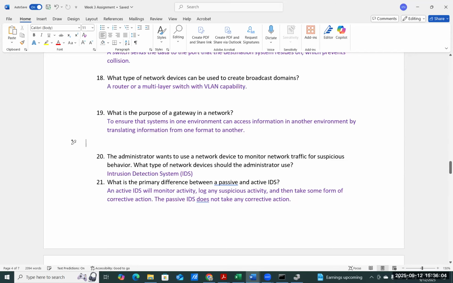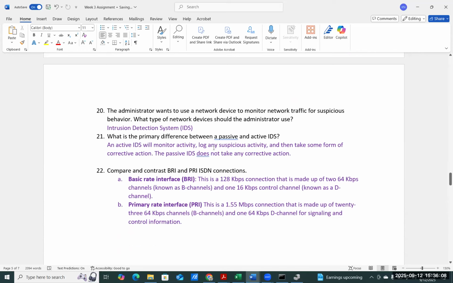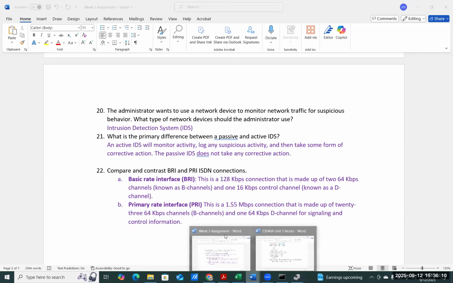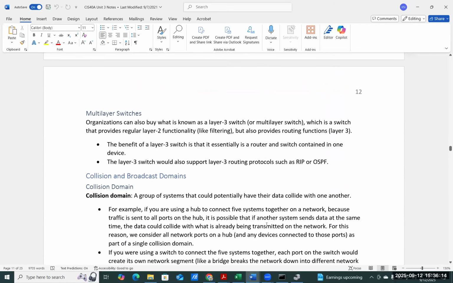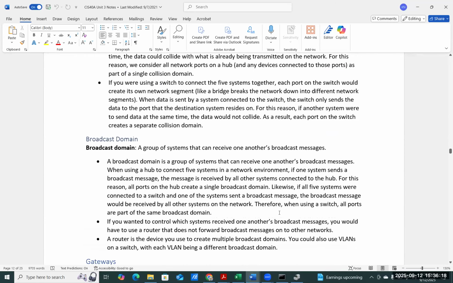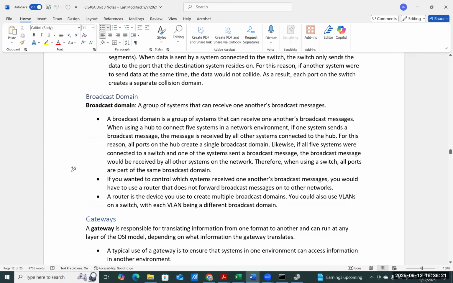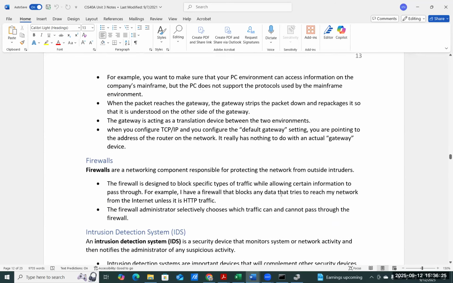Okay, I'll move 20 down. Real quick, I know I need to reserve time for your lab. I want to make sure that you get through it, and hopefully we'll have an hour or so. So it talks about broadcast domain. We touch on that here. Gateways, we go through that. So go through and read through.